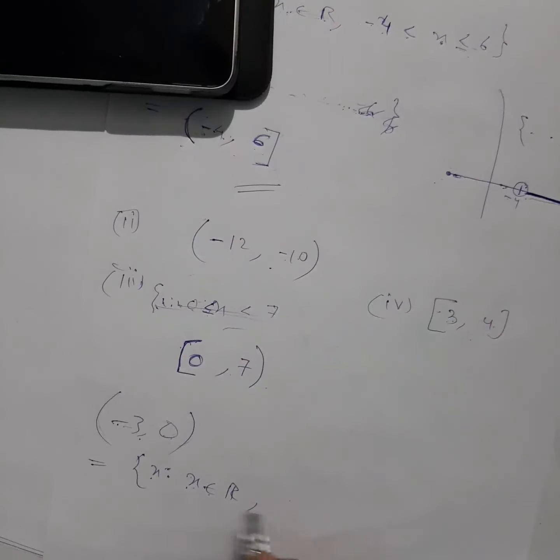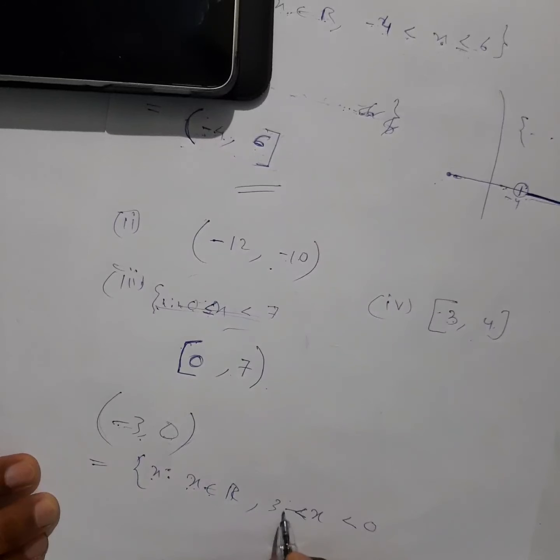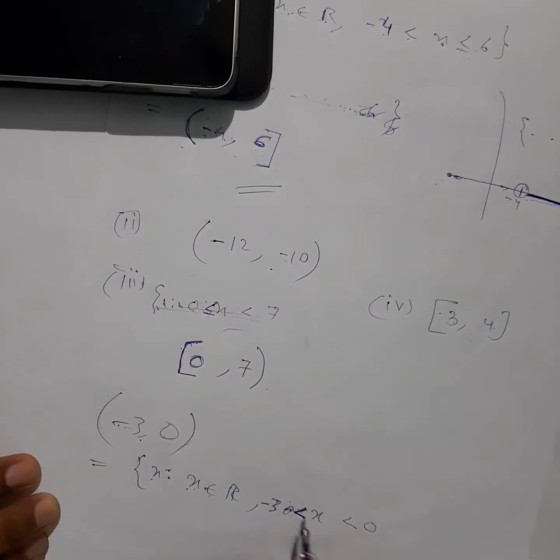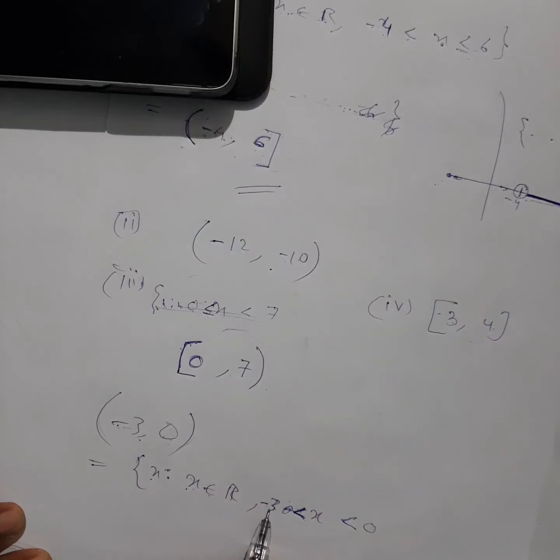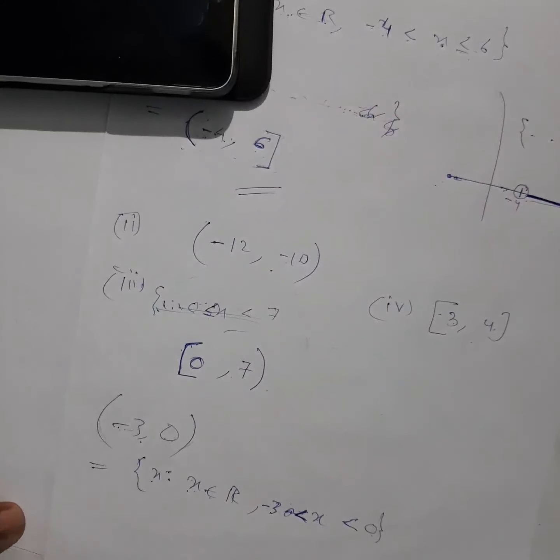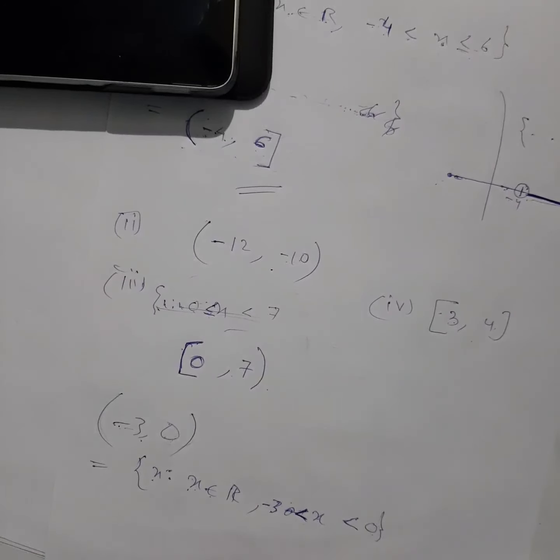So -3 to 0. Oh sorry, how am I writing. This is x greater than -3 and less than 0. But you can see I didn't put the equal symbol. Why? Because this is not a member of the set. From the interval only you can understand. 0 is not a member. So less than, greater than -3. Okay, so this will be the set builder form.